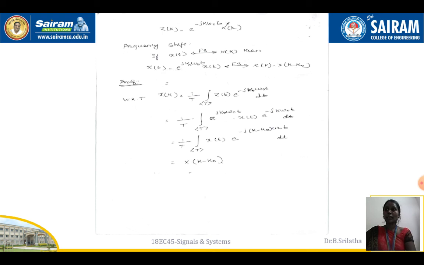In the previous property, time shifting, x of t was shifted to t minus t naught or t plus t naught. Now on the right hand side, x of k will be shifted to x of k minus k naught or k plus k naught. So the e power expression should come on the left hand side: e power j into k naught omega naught t. If we shift the right hand side, the sign is opposite: minus means plus here, and plus means minus. So e power j k naught omega naught t into x of t has Fourier series x of k minus k naught. Clear? Now let us prove this one also.